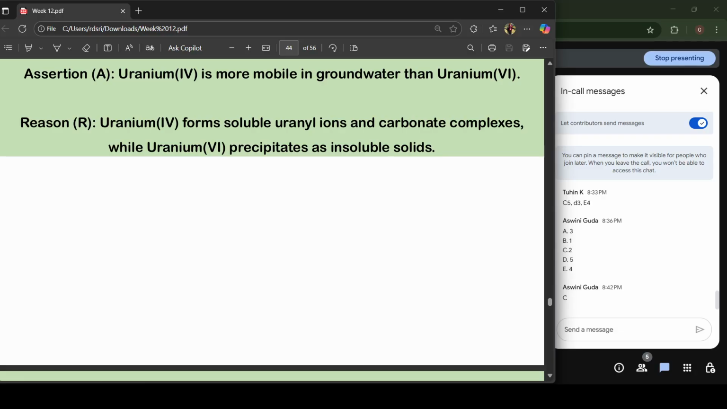Okay. So it is about the different oxidation states of uranium, uranium 4 and 6. Which of it is more mobile and how it behaves. Based on that, you can tell whether the statements are right or wrong.